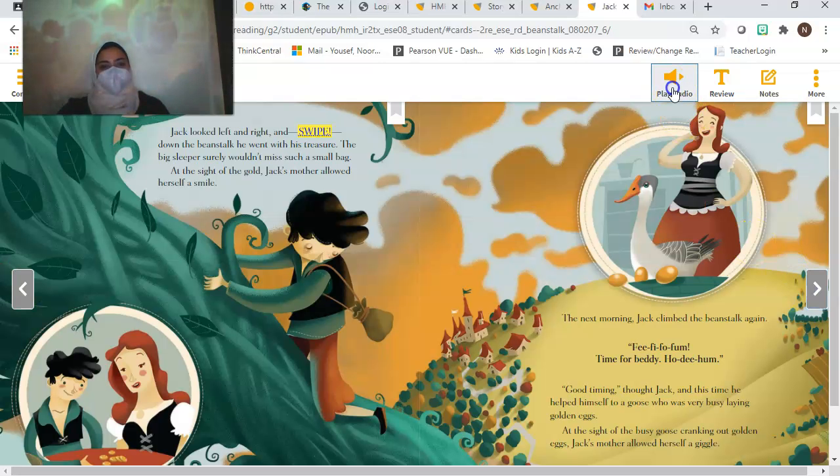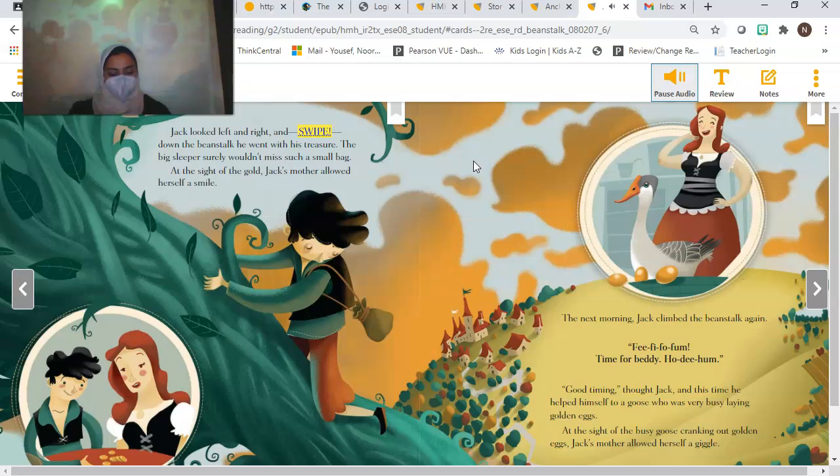Alright, let's keep reading. Jack looked left and right and swiped down the beanstalk he went with his treasure. The big sleeper surely wouldn't miss such a small bag. At the sight of the gold, Jack's mother allowed herself a smile. The next morning, Jack climbed the beanstalk again.